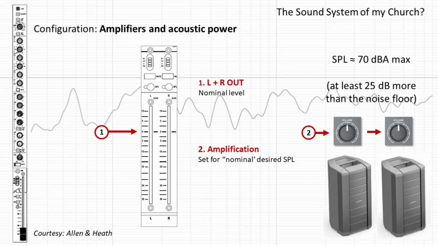Amplifiers and acoustic power. When the board main output level is at nominal level, the amplified speaker's power can be adjusted to provide intelligible sound without being too loud. A church sanctuary is not a rock concert hall. The sound pressure level in dB SPL should be at least 25 dB over the noise floor. It can be something like 60 dB for speech and 70 dB for music.